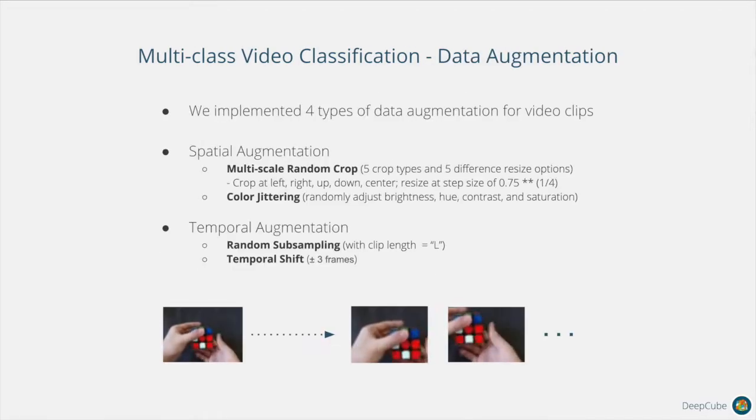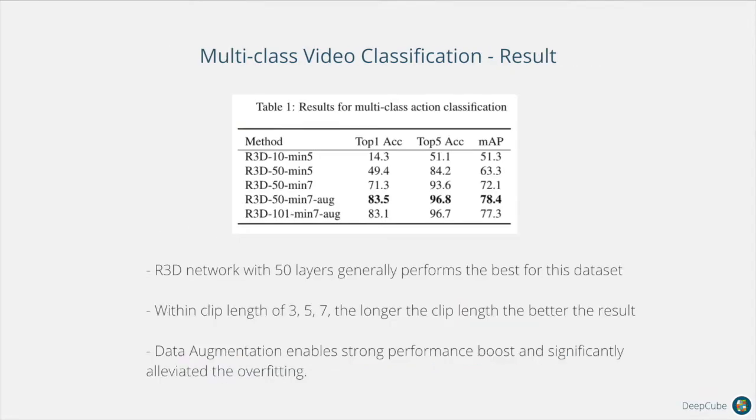We also developed spatial temporal data augmentation during training time. With experiments, we found a multi-scale random crop is most helpful for improving inference results. In experiments, the 50-layer network performs better in general. We do not go with more than 7 frames for clip length because a high-speed move can actually happen within 7 frames. With data augmentation, our best model has a very high top 1 and top 5 accuracy, making automating cube move transcription very promising.